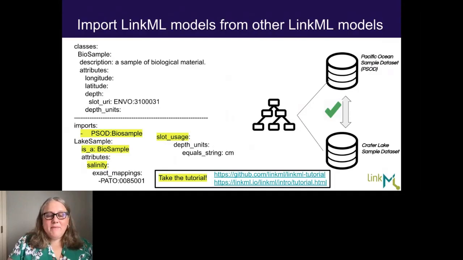Lake sample here imports the biosample class that we just talked about, and through the ISA metadata component, we can really say that this lake sample is a biosample, which means it has all the attributes of biosample, but I can also extend that class. So in this case, I'm showing you how in the lake sample, the slot usage key over on the right a little bit is really specifying that not only do I have depth, but I have depth units in my lake sample, and those units must be constrained to the string of centimeters. So I can extend and also inherit from other LinkML models.